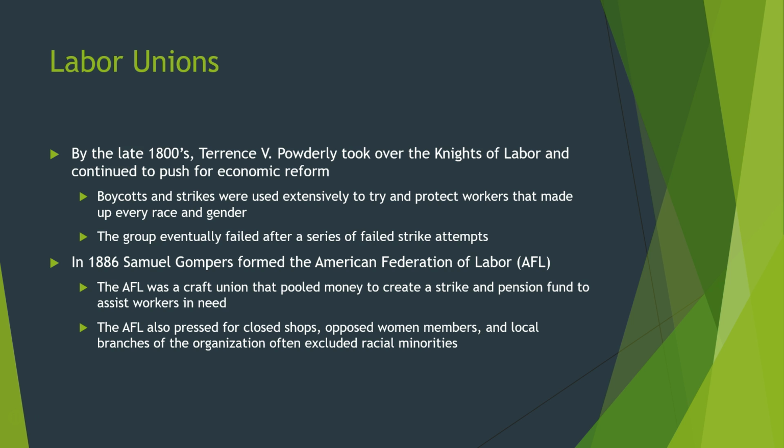The AFL also pressed for what they refer to as closed shops. What a closed shop is, is that in order to work within that factory, you must be part of the union, and it prevents that business from hiring anyone outside of that union, which once again was something that did not exist with the Knights of Labor. It would provide the union with a lot more leverage to create change within the system. They also opposed women members, and local branches of the organization often excluded racial minorities.